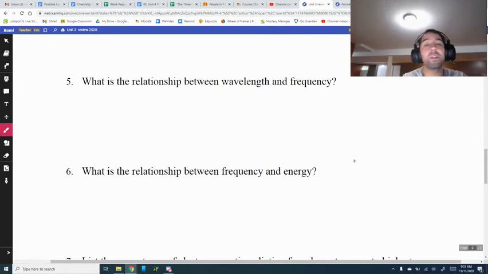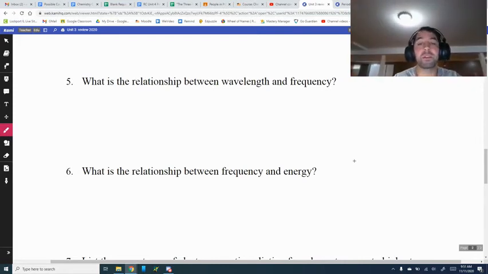So what is the relationship between wavelength and frequency? Wavelength is the length between two crests on a wave in the electromagnetic spectrum. Frequency is how many times a wave passes a certain point in a second. So when we have long wavelengths, that means we have small frequencies. So they are inversely related, not directly related. As one of them increases, the other one decreases.